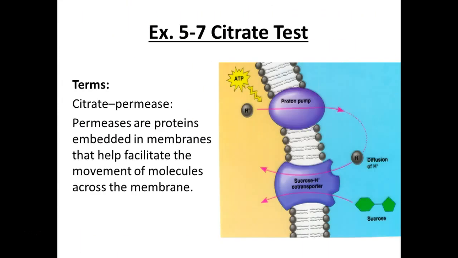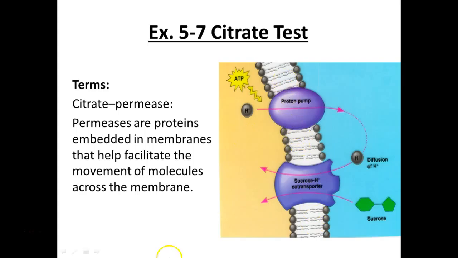So citrate. Remember, in the citrate test, we're not testing if they can make citrate, we're testing if they can take in citrate. Basically, if they have this permease, a protein embedded in their membrane called citrate permease, which brings citrate in. Of course I couldn't find a diagram that showed citrate, so I have a different sugar here. This is sucrose.